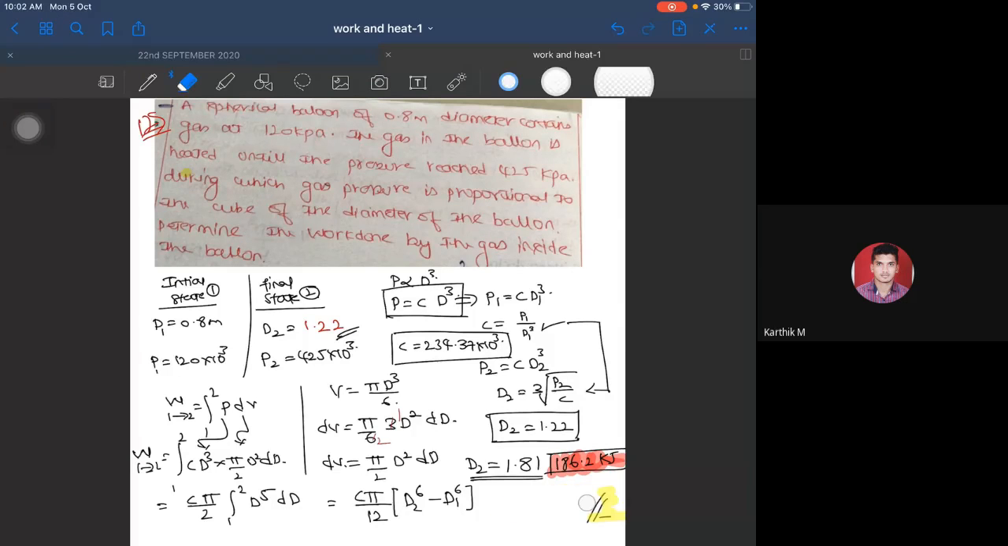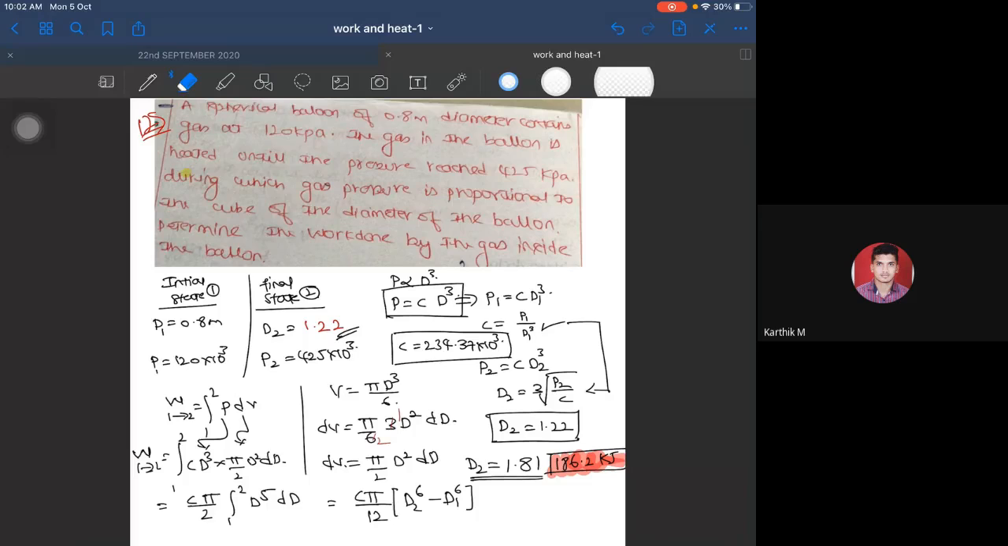So work and heat has lots and lots of problems in it. If you go on solving it, many different problems are there. But I have just condensed the things which are required for your examinations and which were asked in your examinations. So only such problems have been solved. If offline classes start, we shall solve still more problems on this. I think this is more than sufficient for you guys.